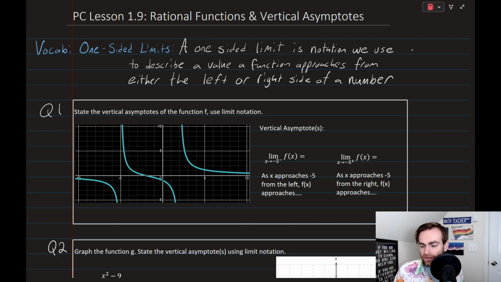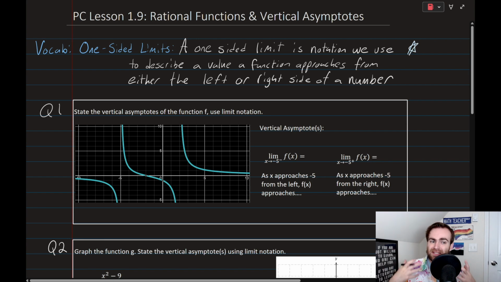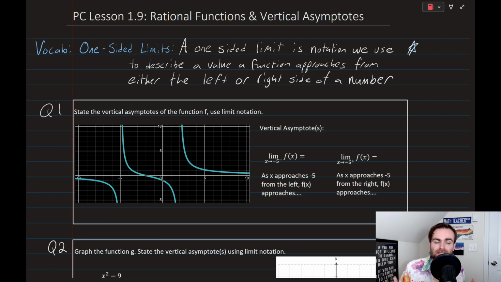Welcome everyone to lesson 1.9 of Precalculus, which is all about rational functions and their vertical asymptotes. So let's get started. Before we officially dive in, I want to introduce this vocab word of one-sided limits. Before, we would look at as x approaches something, what does y approach? This time we're going to look at, as the function approaches this x value from the left or right side, what is the value of the function approaching?